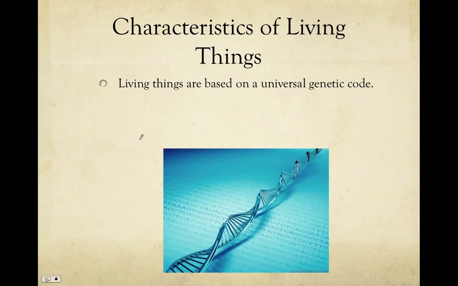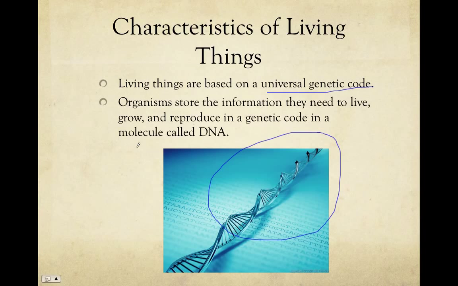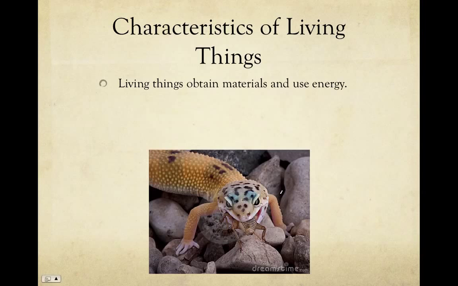All living things are based off of this universal genetic code. So all living things have what we call DNA, and this is what DNA looks like. We're going to describe DNA in great detail in this course, but all living things have DNA, and they pass this on from one generation to another. And this genetic code stores all the information for that organism. So within this code, you will find everything: your hair color, your eye color, anything and everything is going to be within this genetic code.